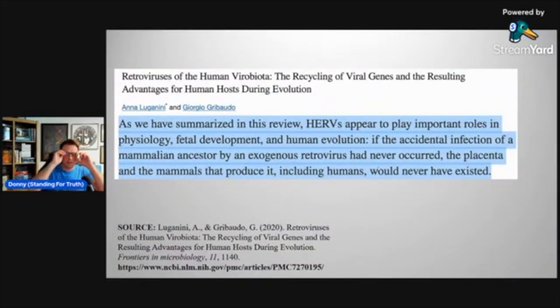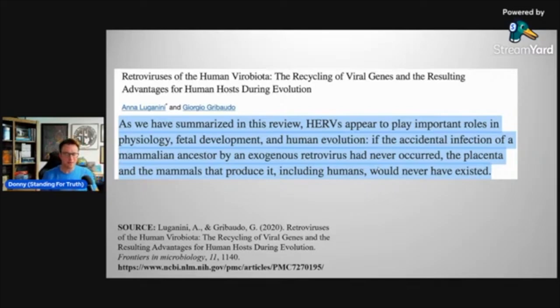So notice this paper right here. This is a fascinating one that goes over the embryological development. As we have summarized in this review, HERV, so when you see an H there, that stands for human, human endogenous retroviruses appear to play important roles in physiology, fetal development, and human evolution. If the accidental infection of a mammalian ancestor by an exogenous retrovirus had never occurred, and I want you to pay close attention to this, the placenta and the mammals that produce it, including humans, would have never existed.